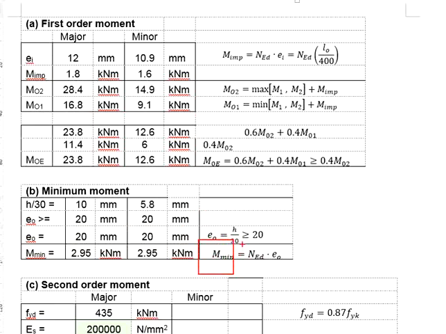The minimum moment is calculated by multiplying the NED absolute value with E0. NED is 147.36. E0 equals to 20. You get MED equals to 2.95 kN meter.